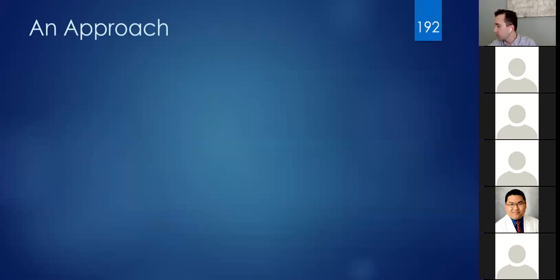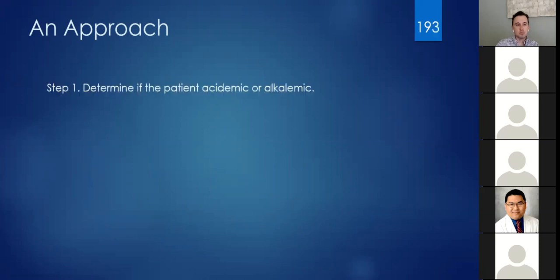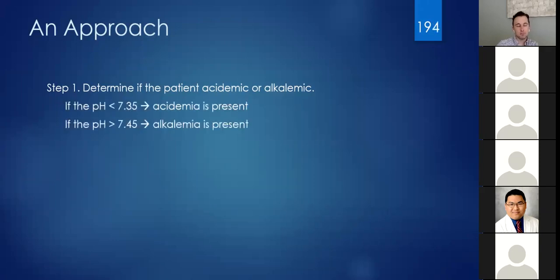Okay, so we've got just a few more minutes. I want to at least mention the approach to solving an acid-base problem, and then at 2 o'clock we'll actually go through several examples. Okay. Step 1, pretty straightforward. You've got to determine if the patient is acidemic or alkalemic. If you've got a low pH, it's acidemia. If you've got a high pH, it's alkalemia.